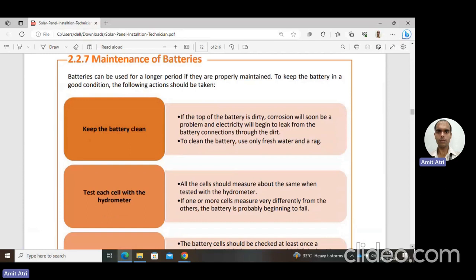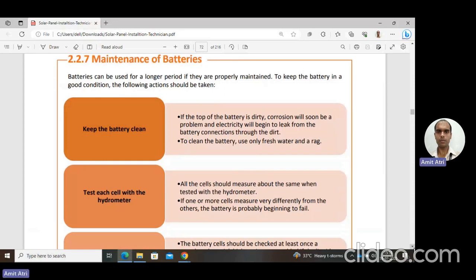So now, maintenance of batteries. First of all, proper maintenance is needed so as to increase the life of the battery. That is why you keep the battery clean. First characteristic: you have to keep the battery clean. If the top of the battery is dirty, corrosion will soon be a problem. Electricity will begin to leak from the battery connections through the dirt. Only use fresh water and a rag to clean the battery.